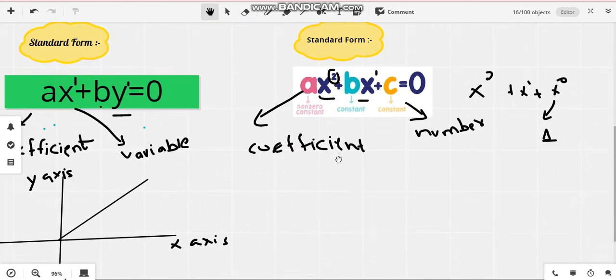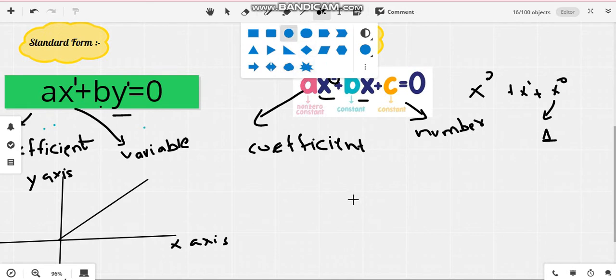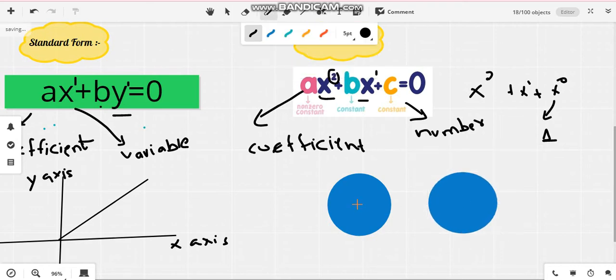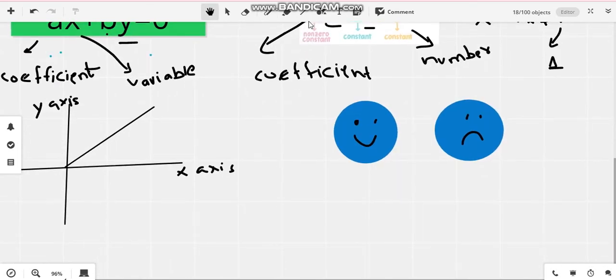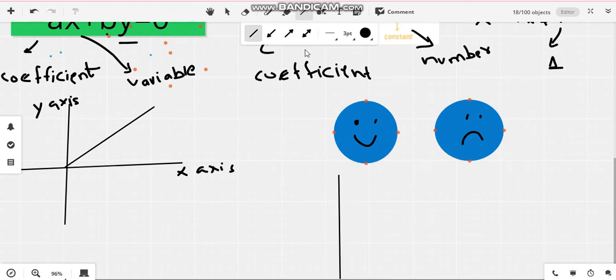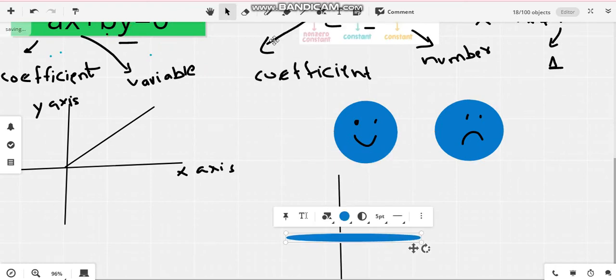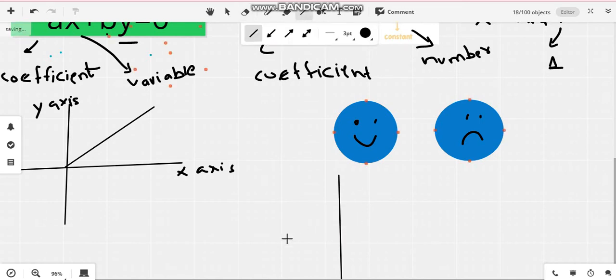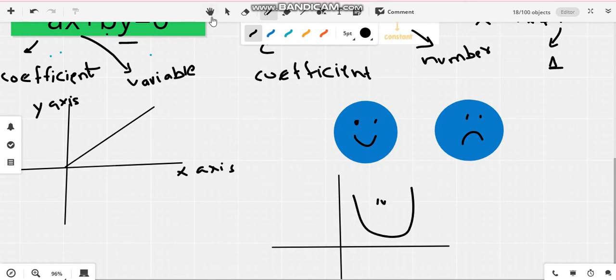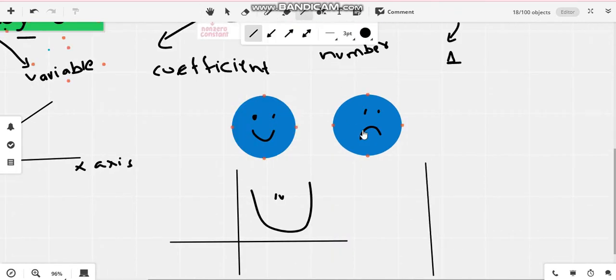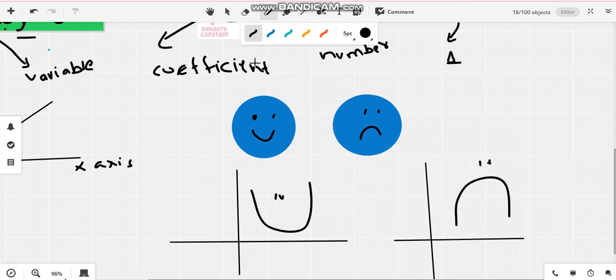When we make the graph of it, it will look like a sad face and a smiley face. How? In a linear equation, the graphs are straight line graphs. In a quadratic equation, the graph looks like a curve shape. It opens up or opens down. Open up is the sad face. This is due to the value of a.